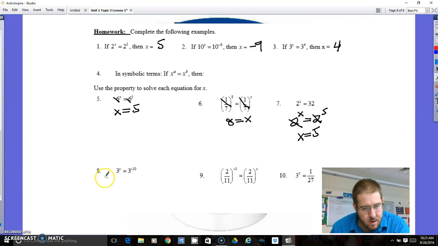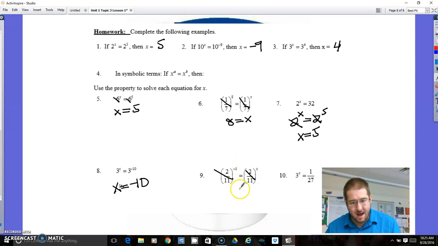They're the same. Bases are already the same. X is negative 10. So easy. Bases are already the same. I know you freaked out when you saw this. You saw fractions. You freaked out. It's not. Look at this. I solved it in literally 2 seconds. X is negative 5.